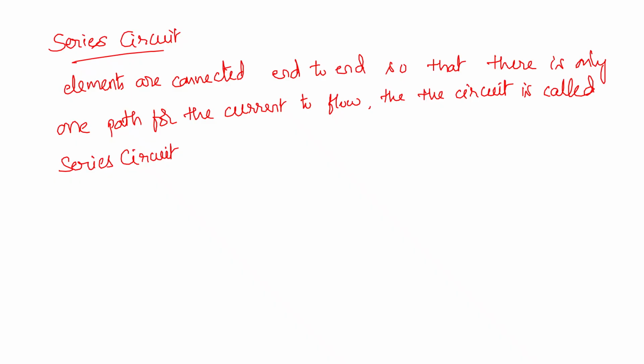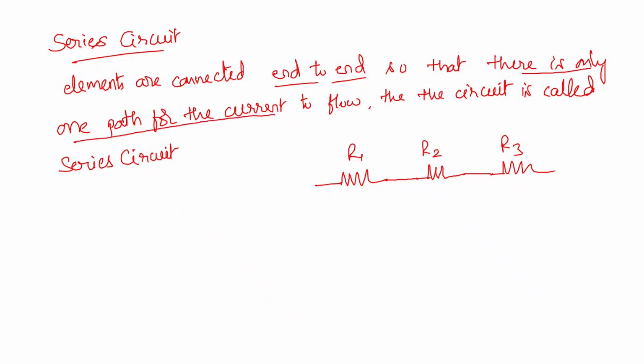Let us consider three resistances R1, R2, R3. Here, as per our definition, we need to connect these elements end to end. So one end of R1 is connected to R2 and R2 is connected to R3 such that there is only one path for the current to flow.